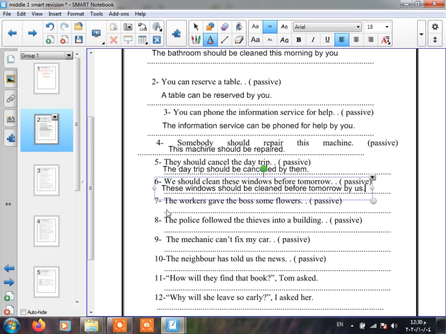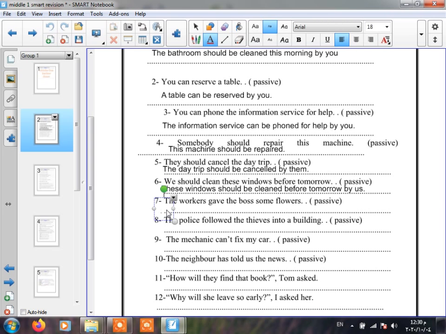Okay, so the next sentence is in the past simple, so that's different from the ones that we have been answering. The workers gave the boss some flowers. So the workers are our subject, gave is the verb. Here we have two objects. We have the boss and we have some flowers.